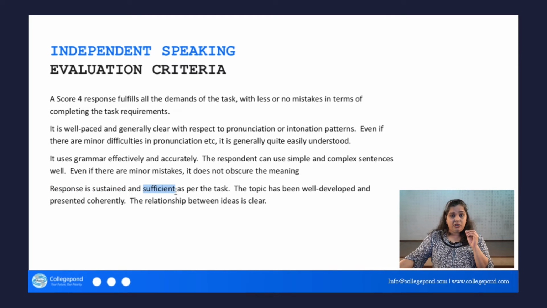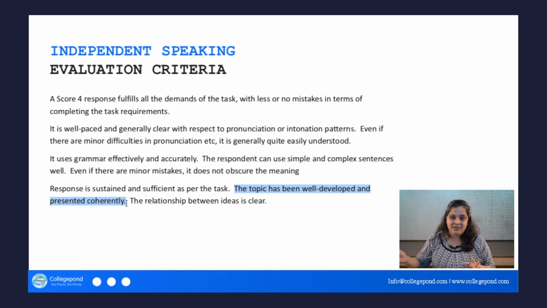If you're given a particular choice between two things, you have to elaborate why you are taking a particular choice and talk sufficiently about it. Don't just give one reason, for example, why you like that preference. Give at least two reasons and then wind it up. If the topic has been well developed and presented coherently, there is a high chance that you will get a 4 score.